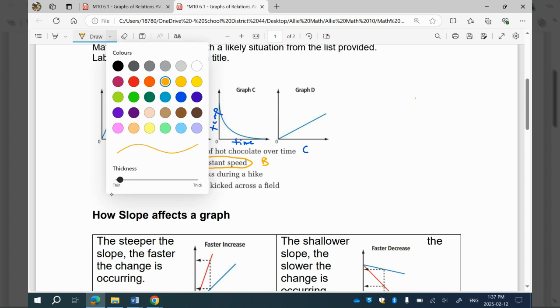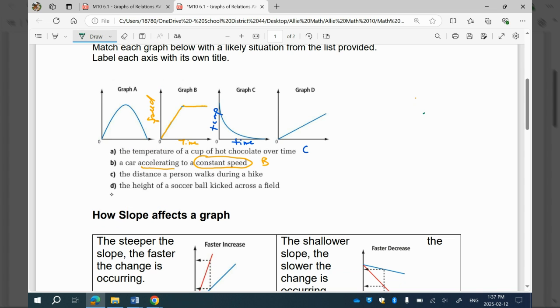The next one, the distance a person walks during a hike. Okay, let's see which one of these makes sense. I mean, A doesn't seem to make sense. It seems to make sense until about here, but then your distance wouldn't decrease as you continue to go. This one might make sense if it was the distance from your starting point as you go on a hike. But I think graph D makes more sense, that the distance increases over time. I would put time on the bottom again, and then distance on the side.